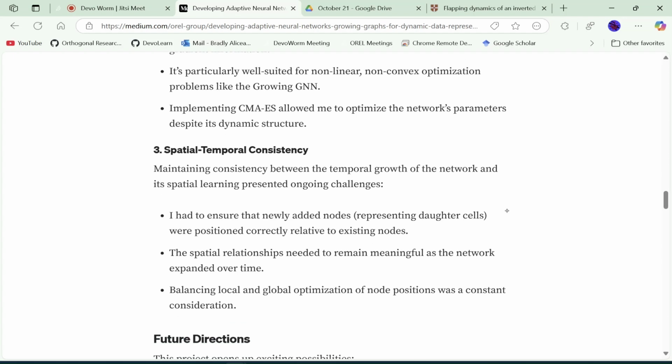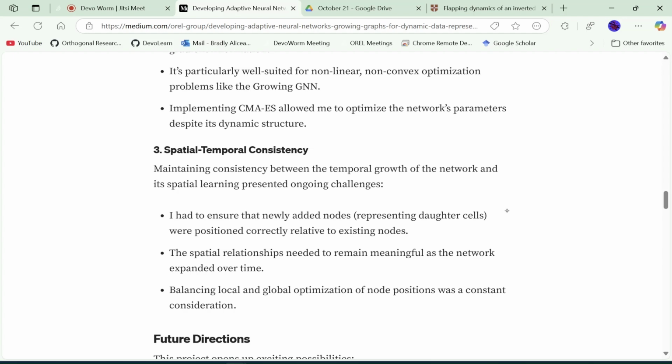Then there was this aspect of spatiotemporal consistency, where we wanted to maintain consistency between the temporal growth of the network and its spatial learning. There were some ongoing challenges to this. The first was that newly added nodes, which were the daughter cells, needed to be positioned correctly relative to existing nodes. We can optimize this process and train the model on the data, but it's unclear whether we're actually getting the right positions. So this was a challenge, of course.